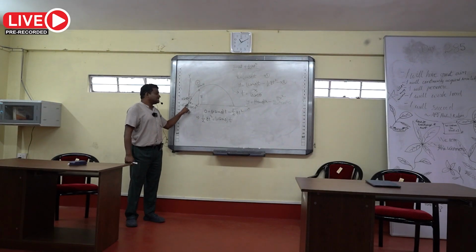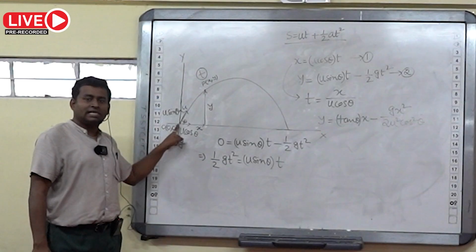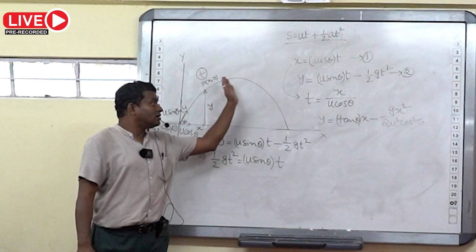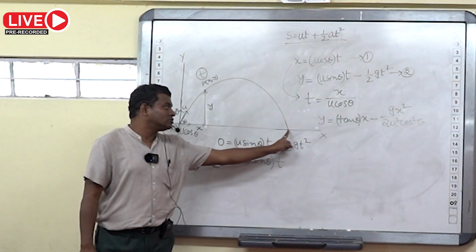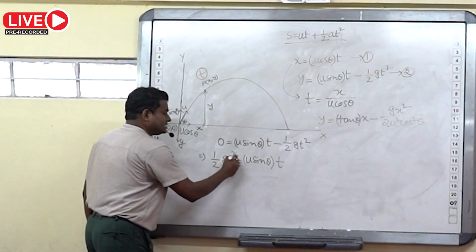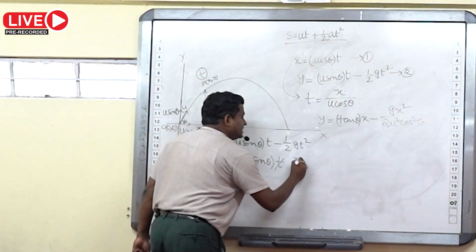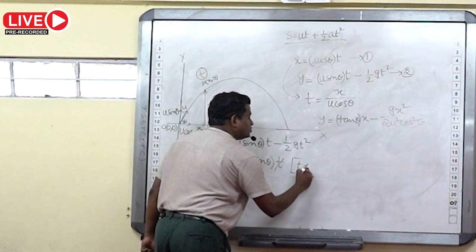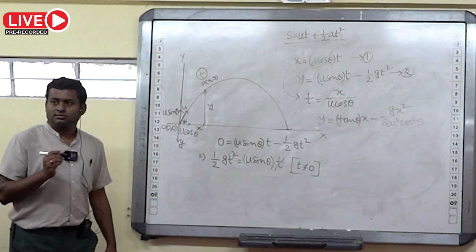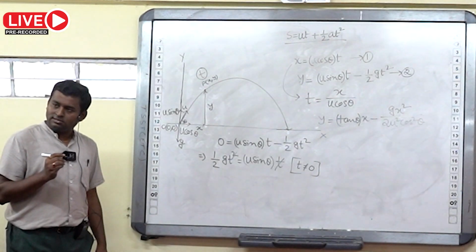One value is obviously t equal to 0, but that is not our answer for t at this point, because the particle will take some non-zero time to reach this point. So I can cancel one t by saying that t is not equal to 0 for this particular point. Clear?